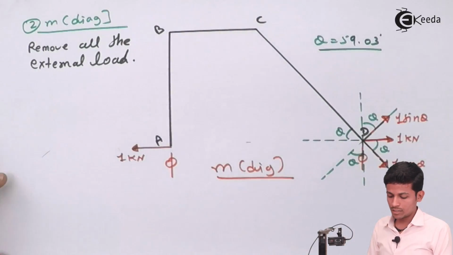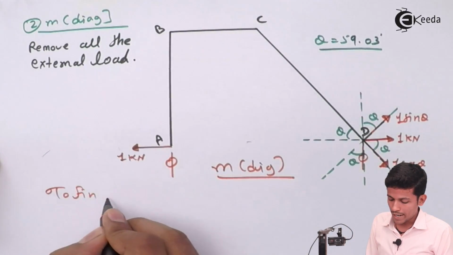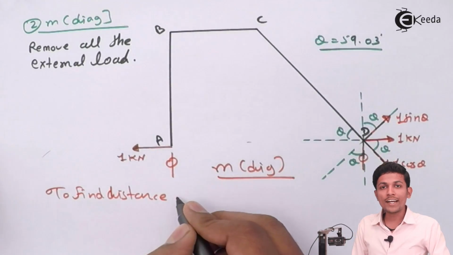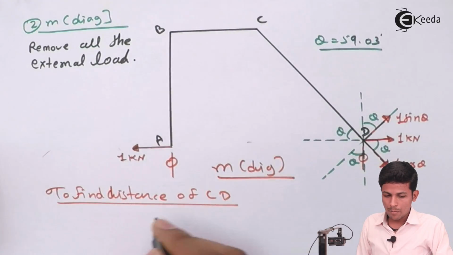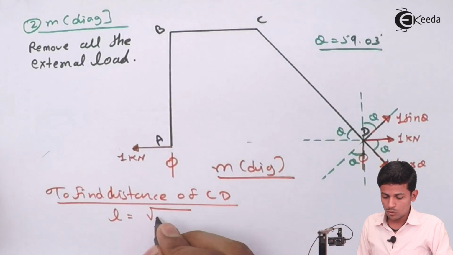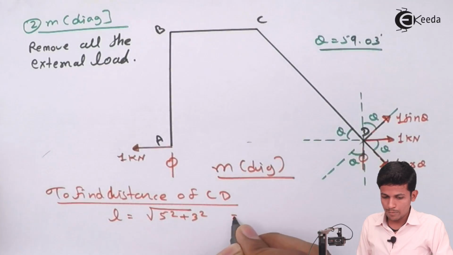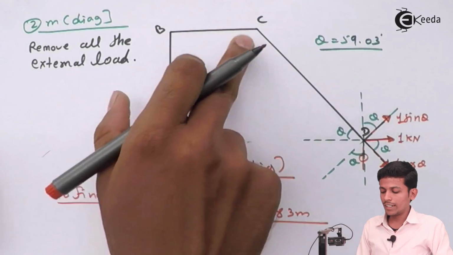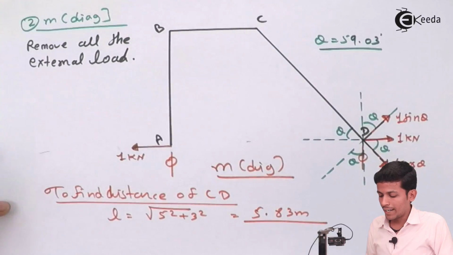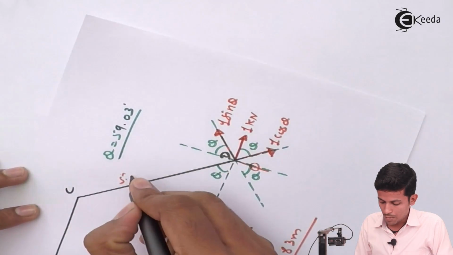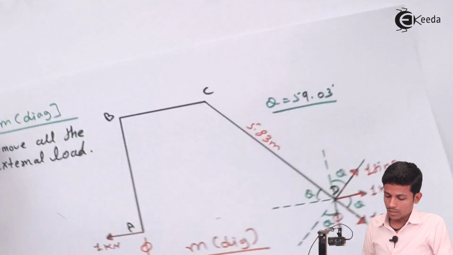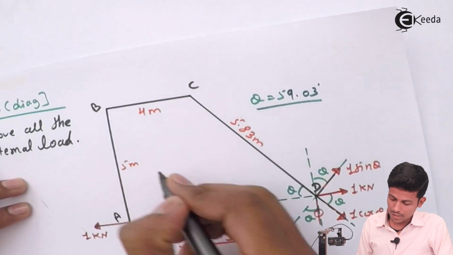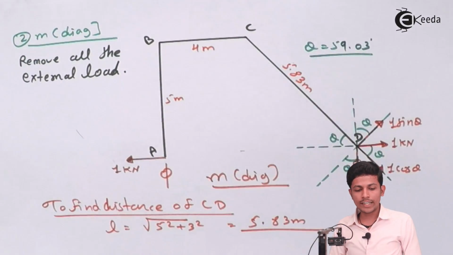To find the distance of C and D, apply the Pythagoras. L is equal to the square root of 5 square plus 3 square, which will be 5.83 meter. Our CD distance will be 5.83. Write it over here, 5.83 meter, and this is your 4 meter and this is 5 meter. Okay, now after that what will you have to do?